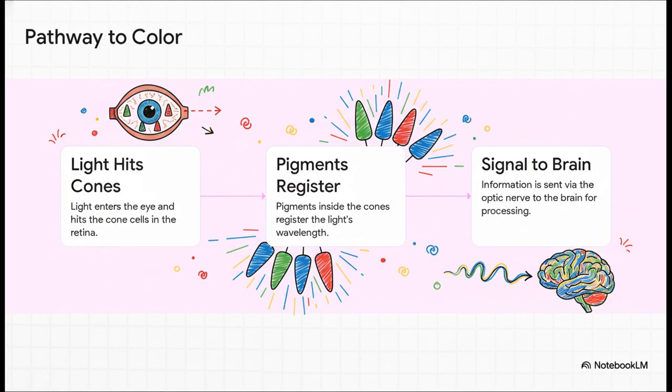So here's how it's all supposed to work. Light comes into the eye, it hits the retina, and it activates those cone cells. The pigments inside those cones then register the different wavelengths of light, and bam, that information gets zapped up the optic nerve to the brain for processing. CVD happens when there's a glitch, a breakdown, right there at step 2. The pigments just don't register a specific wavelength the way they should.